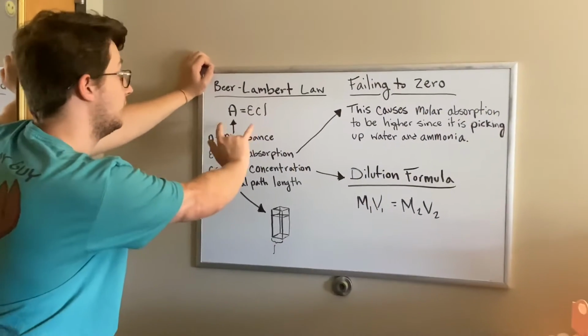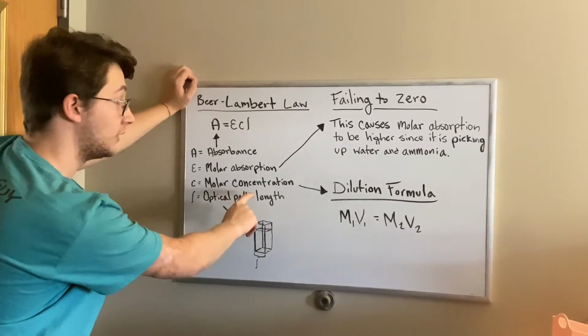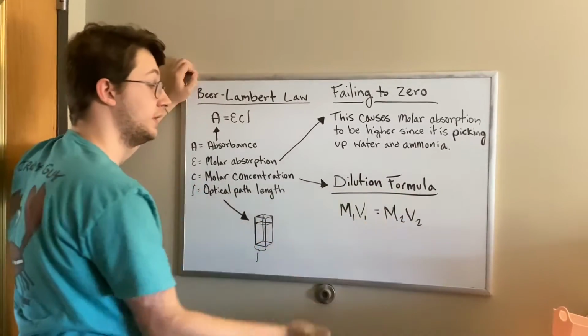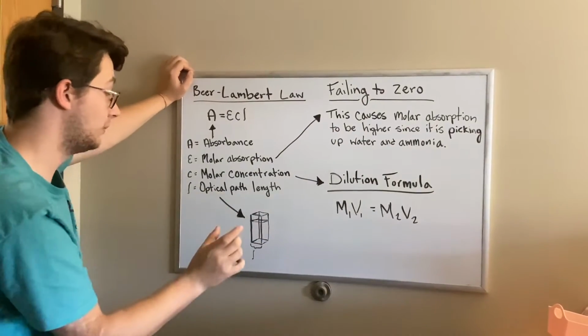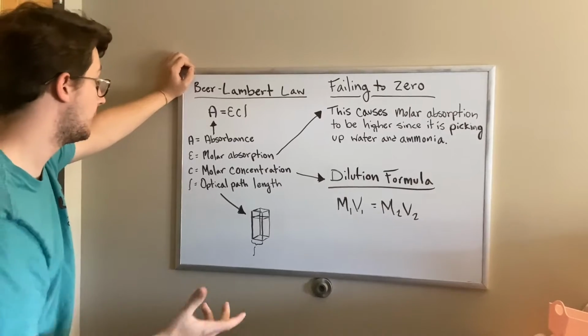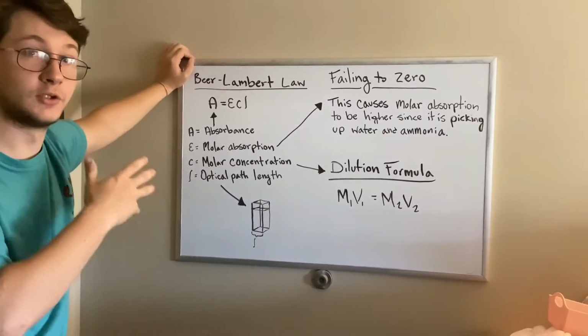This is our Beer-Lambert law. We use this formula to calculate absorbance. We found the molar concentration from the dilution formula that we used in the first part of the lab. The optical path length would be the length of the cuvette that we use. The molar absorptivity is from the lambda max that we found in the first part of the second part of the lab.